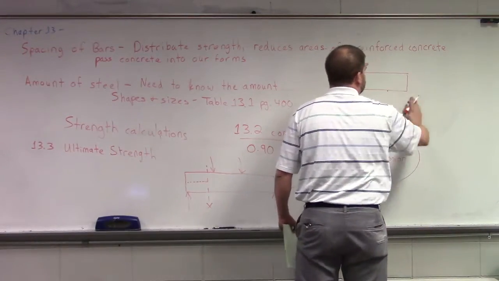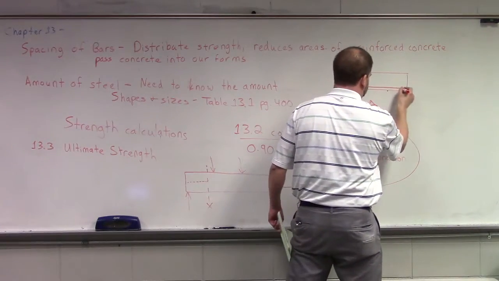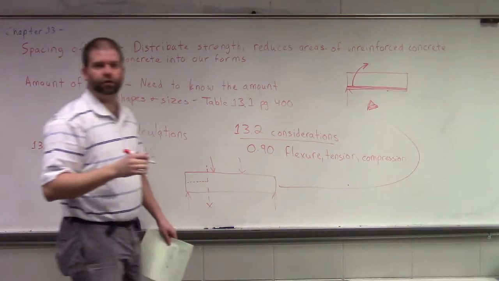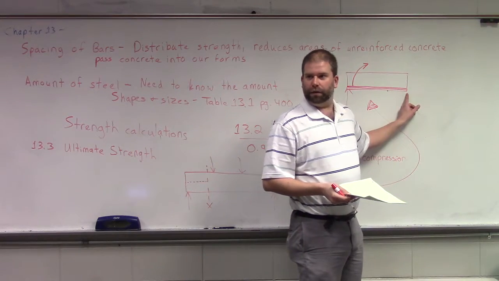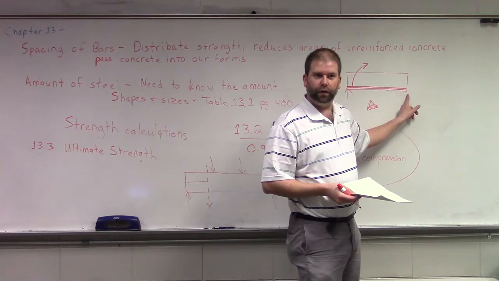So if we look at this beam and we think that we have reinforcing steel running along in this direction, what else are we going to have right here at the end of the beam? What did we determine before we did our bending moments?